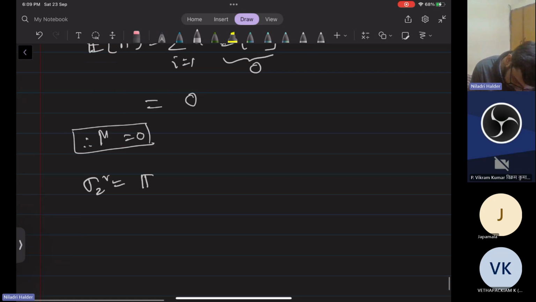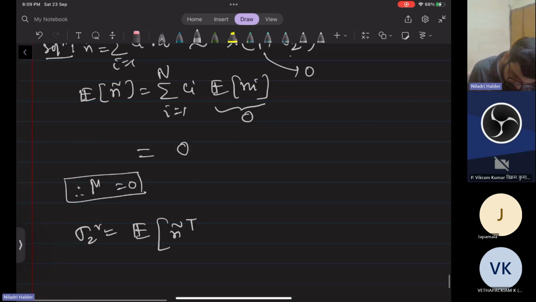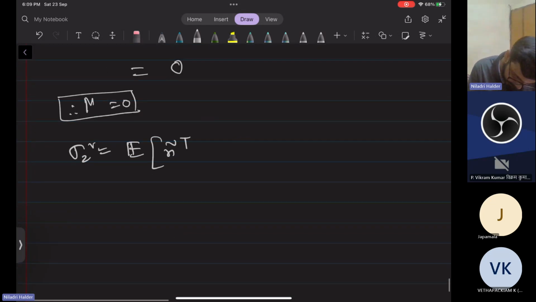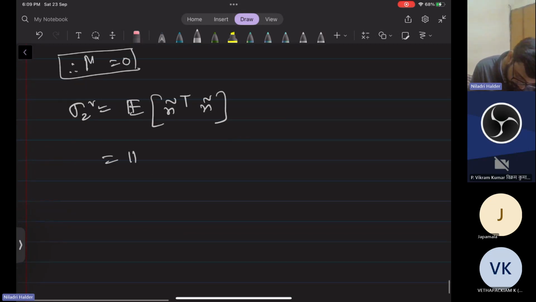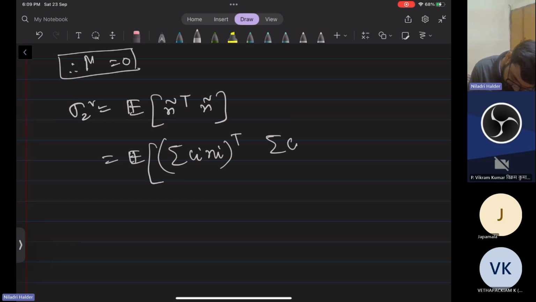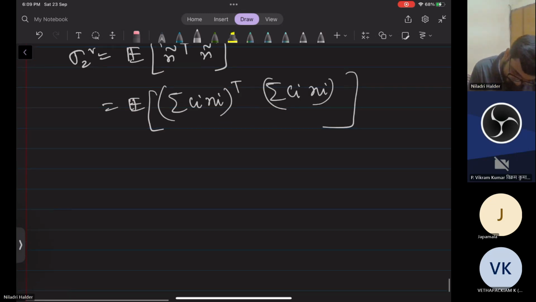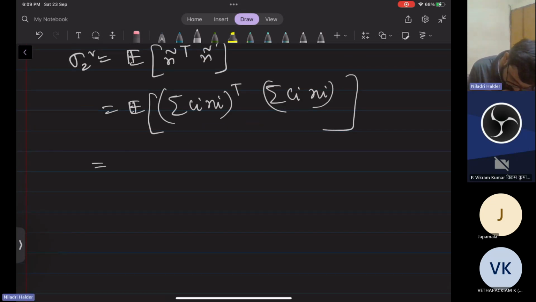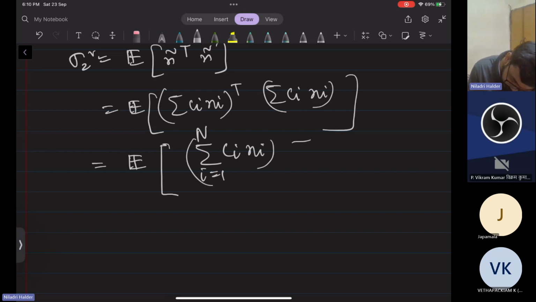Sigma 2 square is equal to the expectation of n tilde transpose n tilde. But here all are scalar, so we could just square this thing, but let's take the transpose also. That is equal to the expectation of the summation of ci ni transpose times the summation of ci ni. All are scalar, so no need to write the transpose. It's the same as the sum over i equal to 1 to n of ci ni multiplied with the sum over j equal to 1 to n of cj nj.